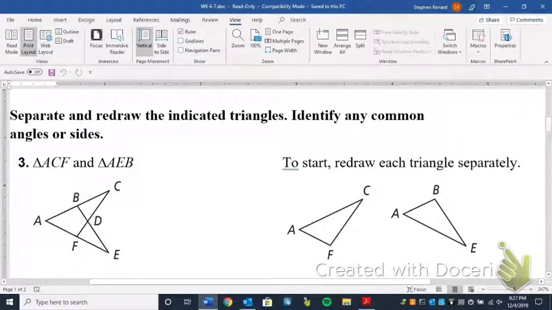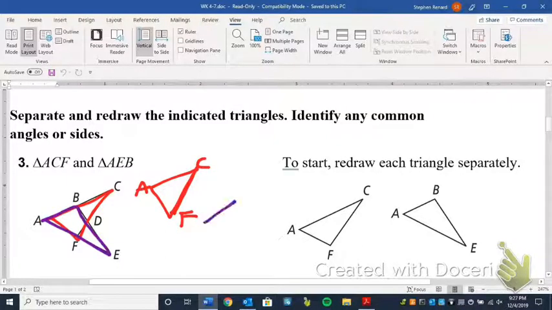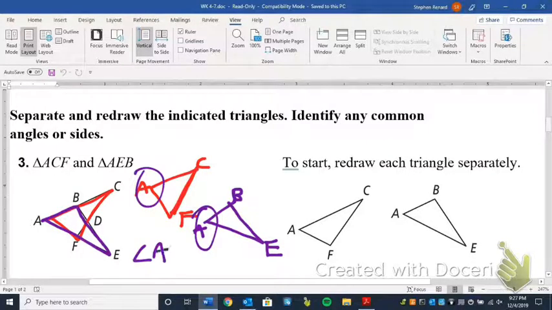3 and 4, they want us to redraw the triangles. So what we're going to do is draw them separately. So here's ACF, and then AEB. Now we first want to look at the sides, and they don't share any sides. So we want to look at the angles. Do they have any common angles? Well, the red one was A, C, and F. The blue or purple one was A, B, and E. So we go back and look at them, and in fact, A is the same angle. So those two overlapping triangles have A as a common angle.